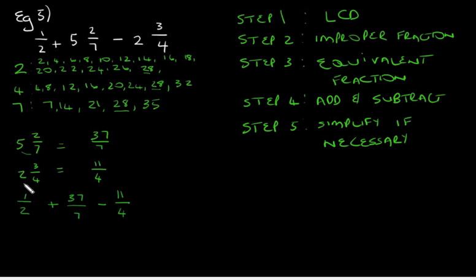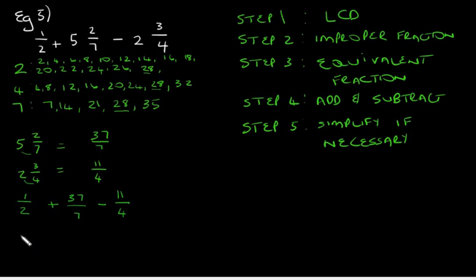And then we need to convert 2 and 3 over 4 into 11 over 4. How did we get that? We said 2 times 4 is 8, and 8 plus 3 is 11. So that's 11 over 4. So what will that give us? It will give us a half plus 37 over 7 minus 11 over 4. Why did we do this? We did this because when we convert to equivalent fractions now, it's easier when the fractions are in improper form.